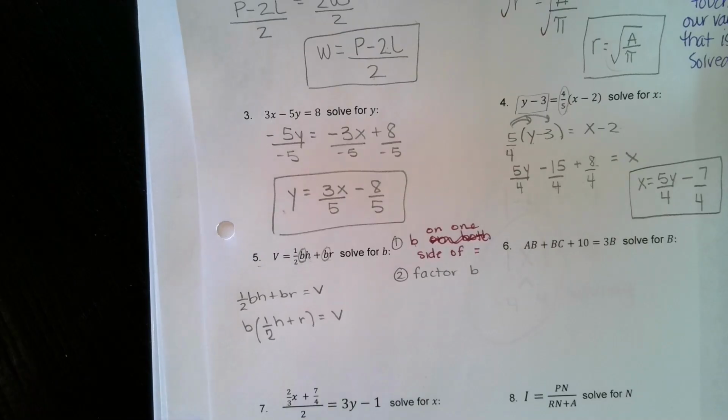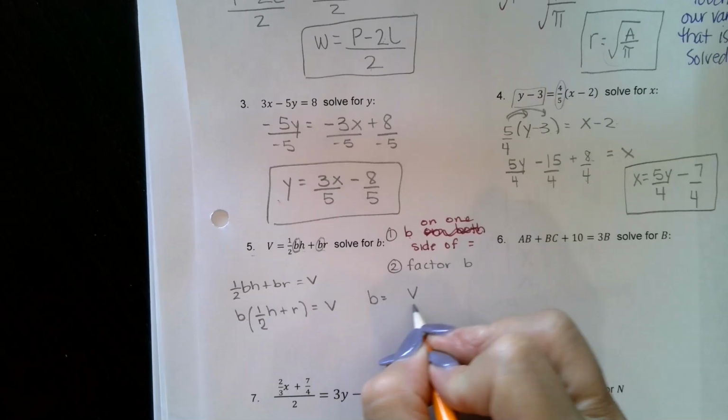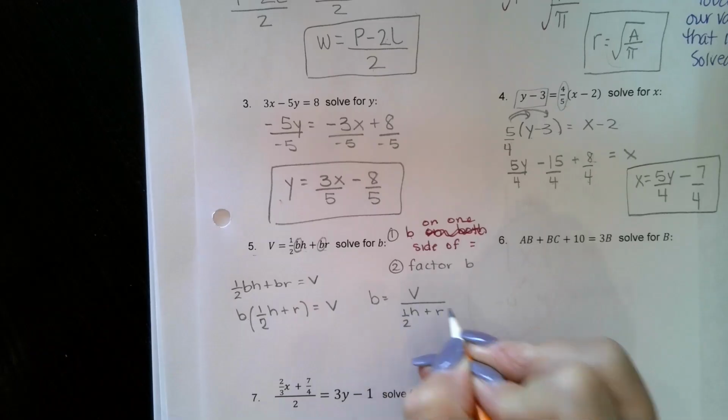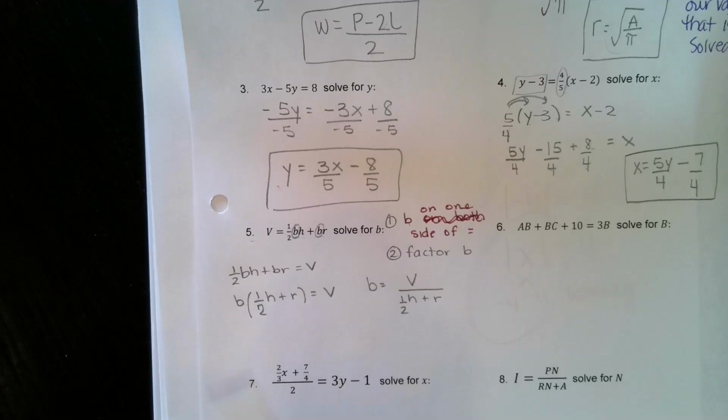All right? And now this is multiplying. So if I'm multiplying this, then to get rid of all of this that doesn't have the B in it, I have to divide. So I have V divided by 1/2 H plus R. Now, this is funky. I can't have a fraction in a fraction, and I absolutely can't convert this into a decimal. I can't have a decimal in a fraction.